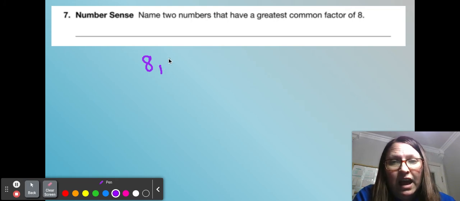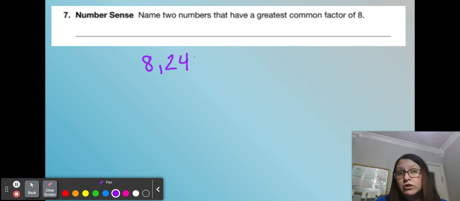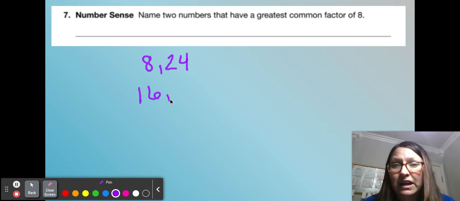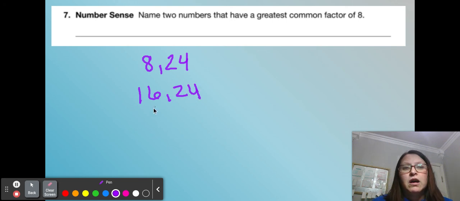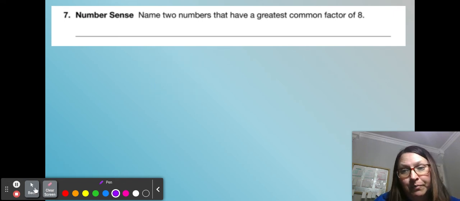And so if I do 8 and 24, because 24 is 8 times 3, those are two numbers that have the greatest common factor of 8, because 8 is the biggest number that goes into it. Another example is I can do 16 and 24. 8 times 2 is 16, and 8 times 3 is 24. So 8 is still the biggest factor that goes into both of them.